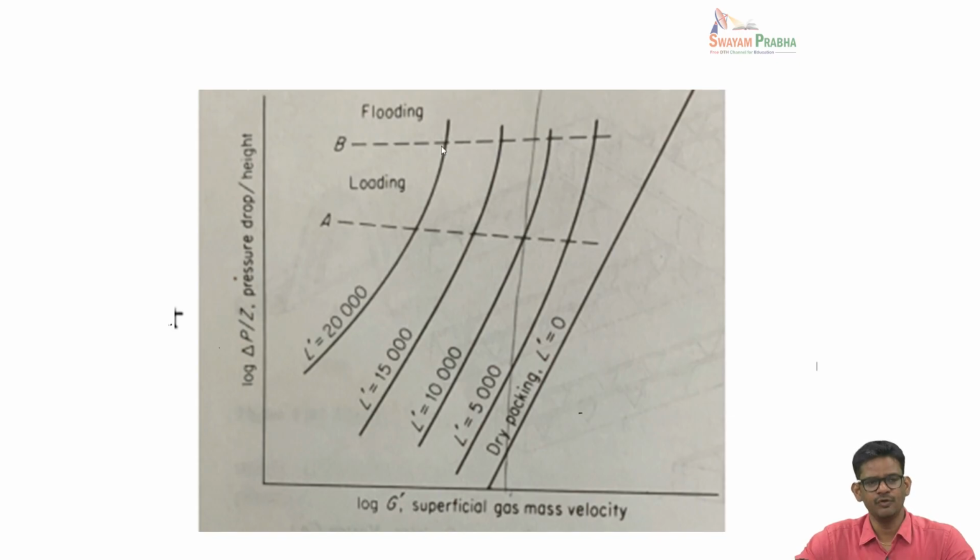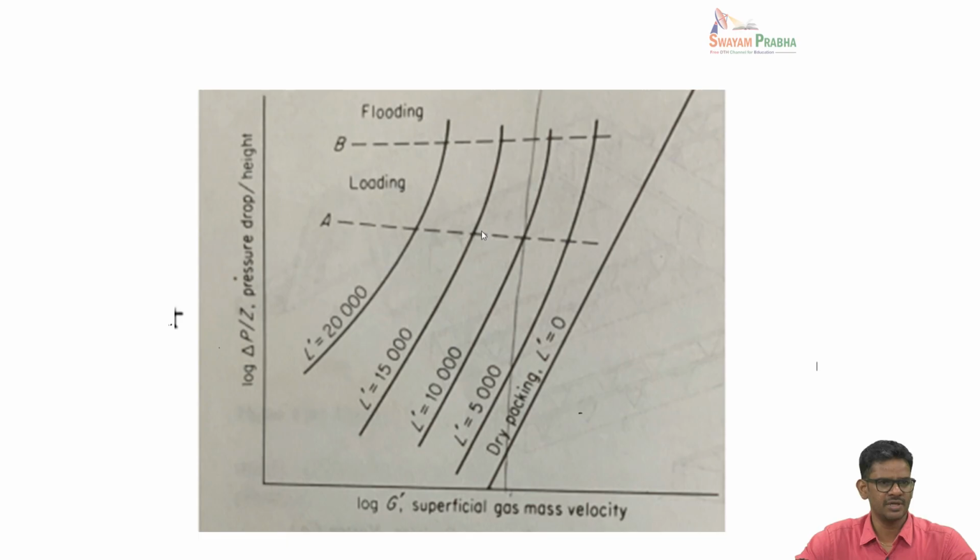Okay, and if you keep on increasing even beyond, what will happen is something called flooding. The liquid will get pushed out of the tower itself, because there's no way it can come down. So these are the operating issues. So you don't want to have gas and liquid velocities that correspond to flooding conditions, and you typically operate around the line A and below.